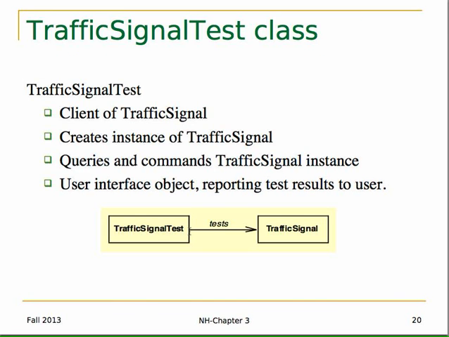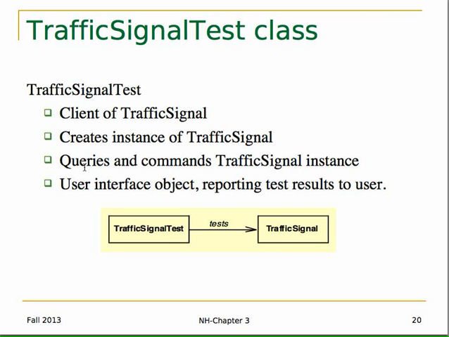Okay, so now what we do is we set up a second class. A traffic signal is what we're really interested in. We set up a second class called traffic signal test. Whatever class we're interested in, we add test to it. And you guys have seen this, I hope, when we set up the counter and counter test class. Same idea. So the traffic signal test is the client of the traffic signal class. Traffic signal test is the client, traffic signal is the server.